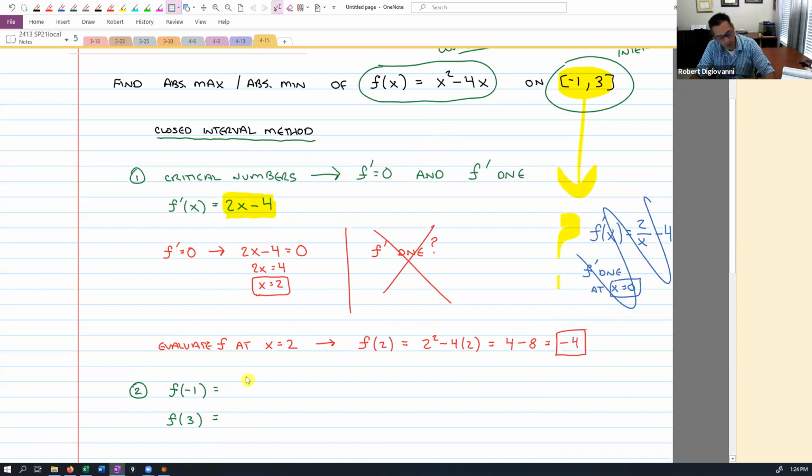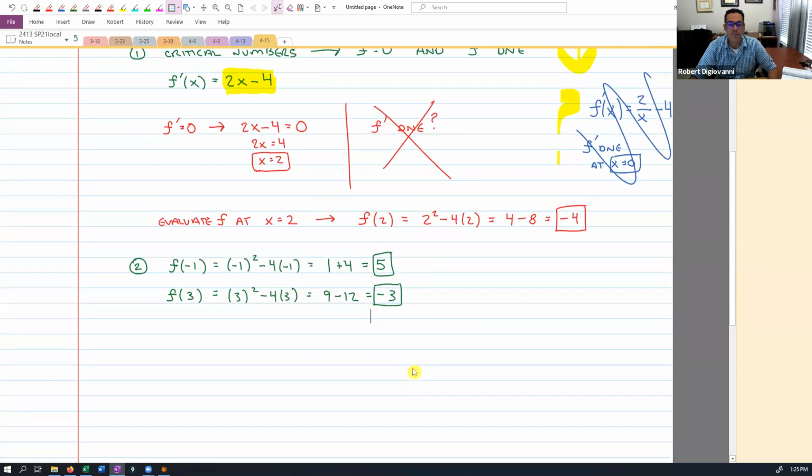So let's plug -1 into the original function. You should get 1 plus 4 here, and this should be 5. And then if you plug in 3 and square it and subtract 4 times 3, this should give you 9, take away 12, which gives you -3. Is that right? 9, take away 12, yeah. Any questions on that?